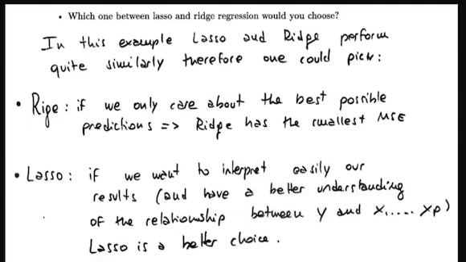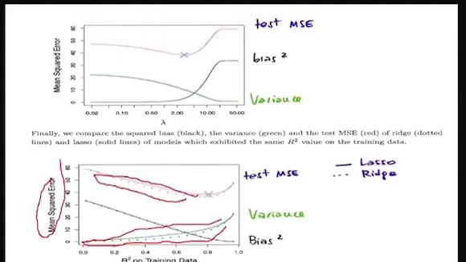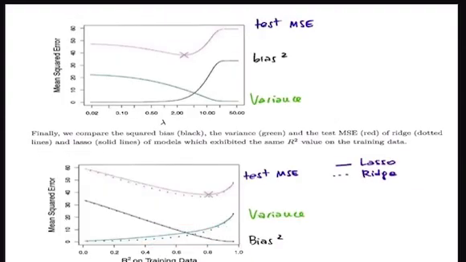Lasso is going to be a better choice for interpretation, but lasso is not going to be a better choice for prediction, based on what we actually see now.